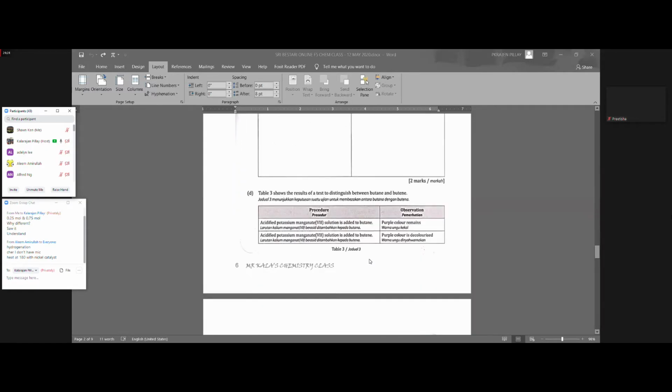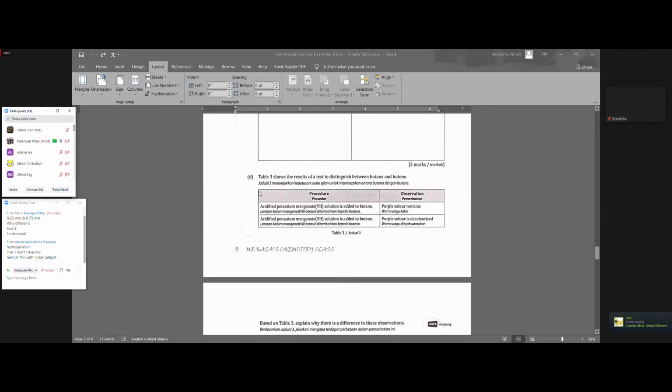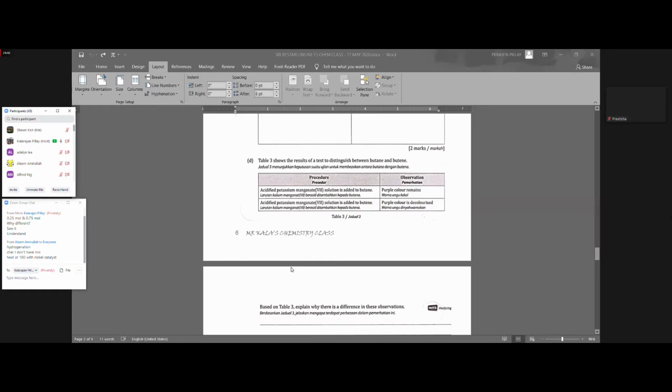Right. Then this one is next question. Table 3 shows the result of a test to distinguish between butane and butene. Both also gases. Butane and butene are both gases. Ready? Okay, so explain why there is a difference. Can you see now? Okay, let's check first.